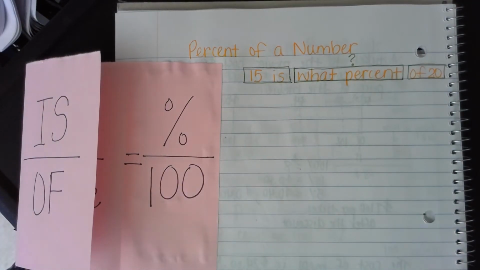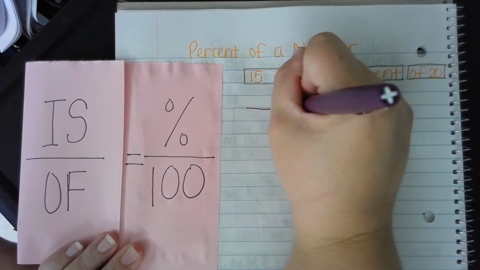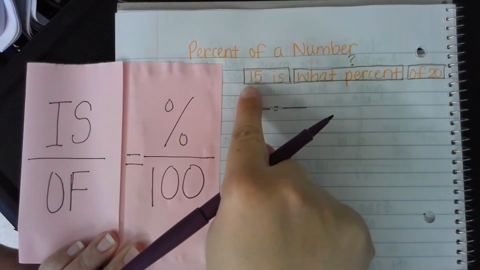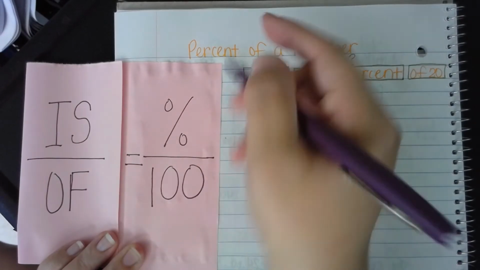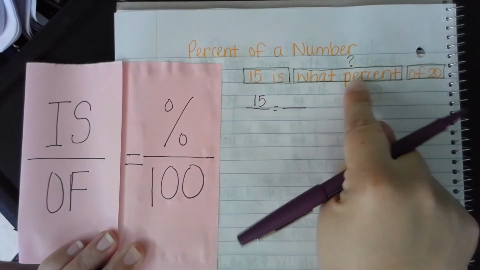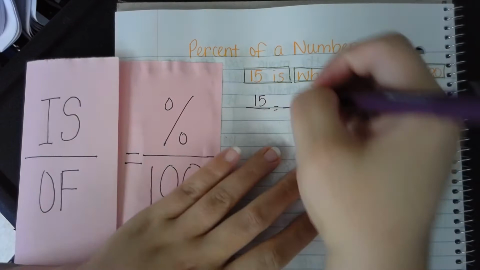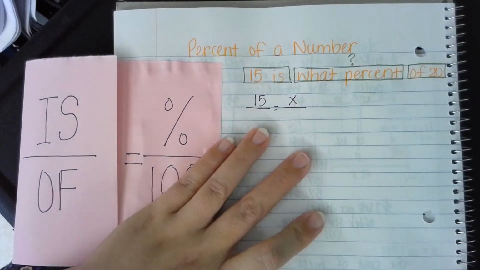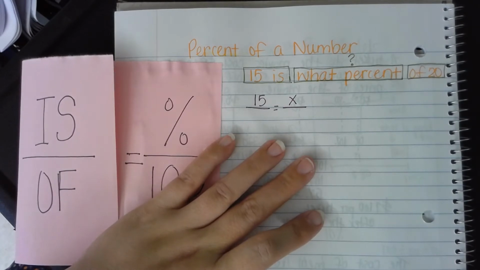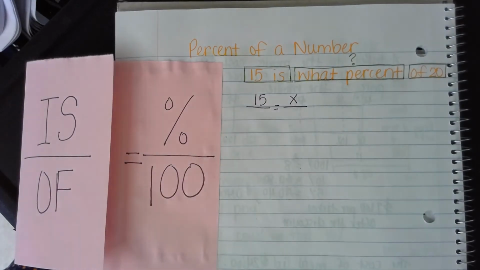So now I'm going to come in and I'm going to set up my problem. I'm going to set this up with two ratios. What did we say the is was? 15 is. So your 15 goes on top. What percent? And that was where we put the question mark. So what means that's what we're looking for. This is the unknown. And we use a variable for that. Most people use X. You can use whatever you want. If your name starts with an R, you can put an R there. If your name starts with Q, you can put a Q there. It's whatever you want to put, whatever makes your heart happy.